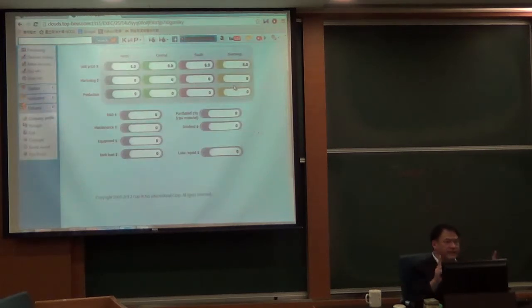You have 18 decisions to make at this moment. Separately, there are 4 markets. For each market, you have to make the decision of the selling price. You have to decide how much marketing funding to invest in the market. You have to decide the production request. What I'm saying is, the production request actually refers to the sales forecast.